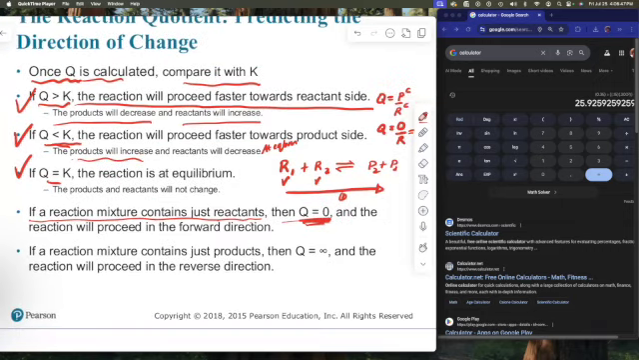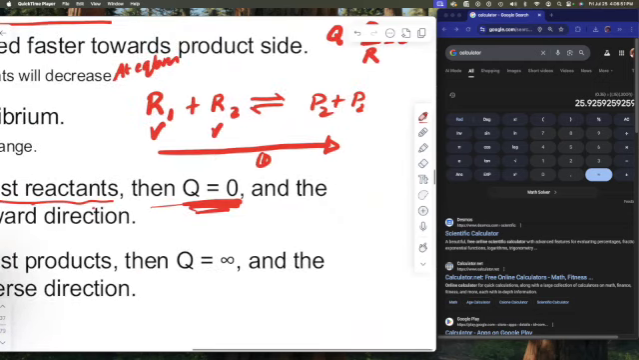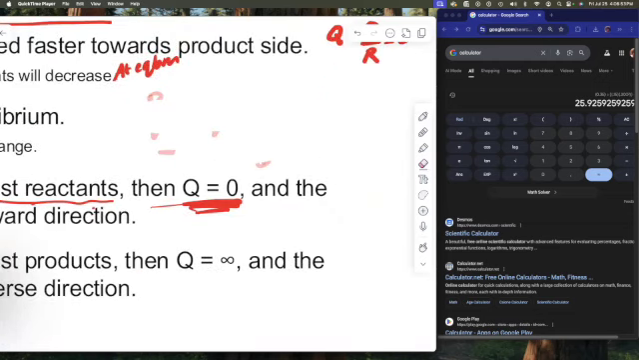Okay, what if the reaction mixture contains just products? So remember I told you, you have to have all reactants, you have to have all products. So in this backstory here that we're looking at, we have only product one, product two, right?